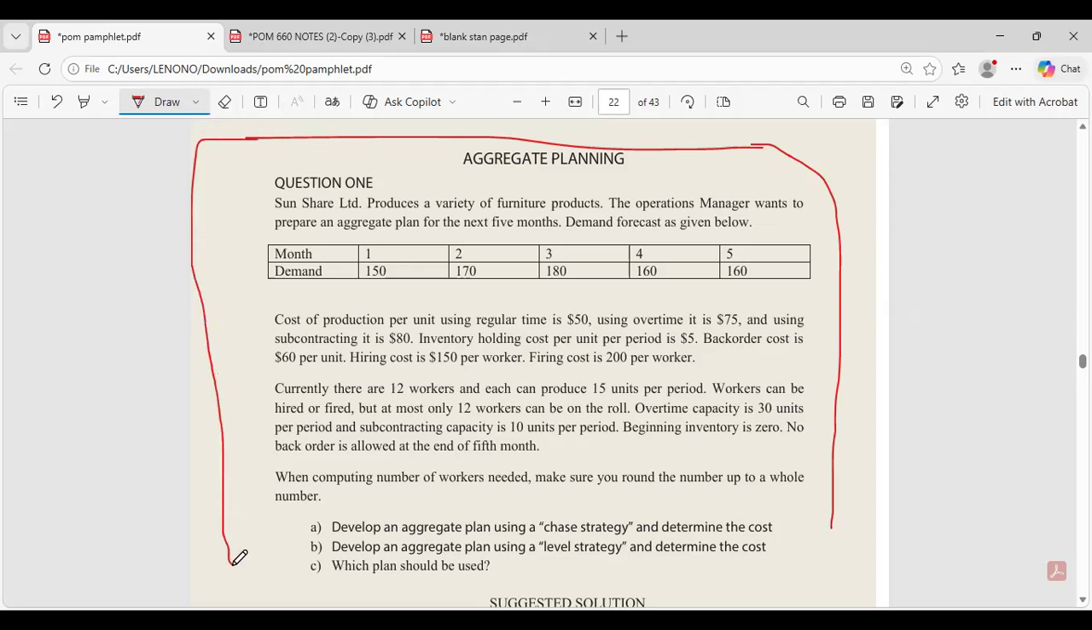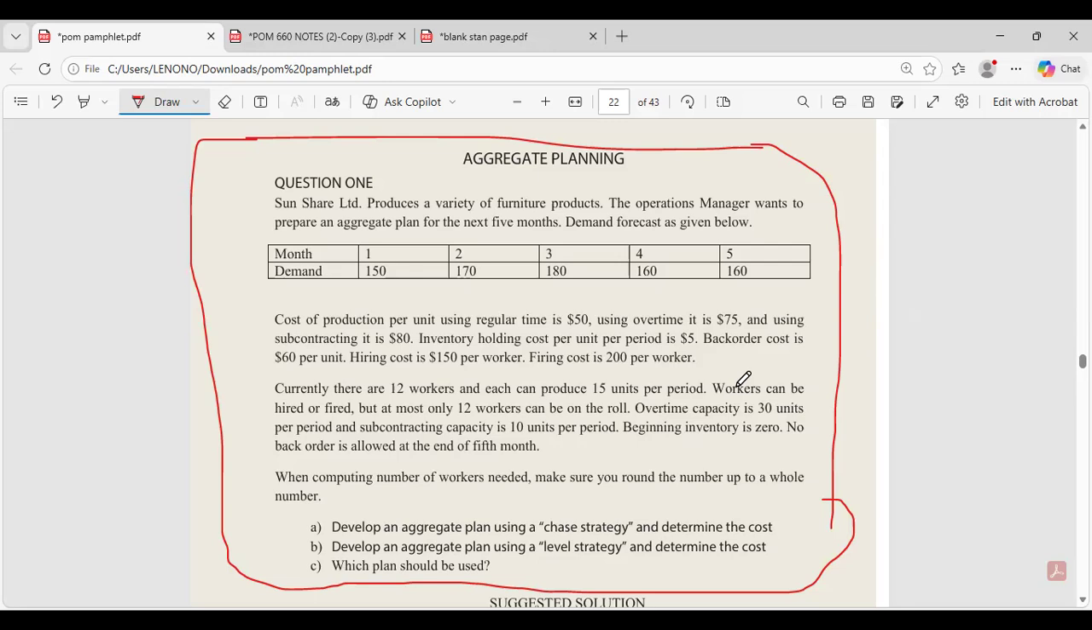Sunshare Limited produces a variety of furniture products. The operations manager wants to prepare an aggregate plan for the next 5 months. Demand forecast is given below. Under months we have 1, 2, 3, 4, and 5, and then under demand we have 150, 170, 180, 160, and another 160. Cost of production. Continue until you finish.